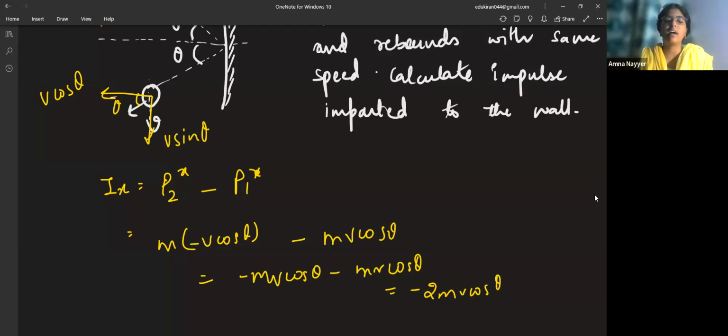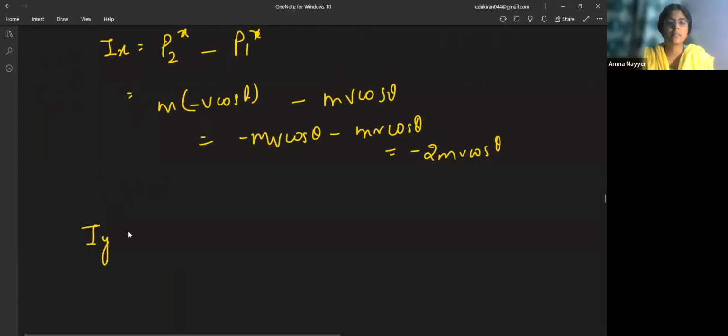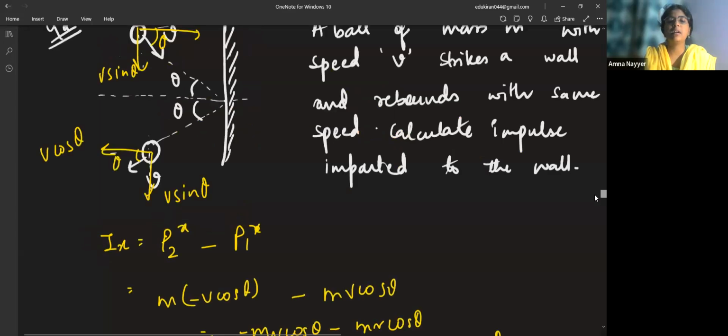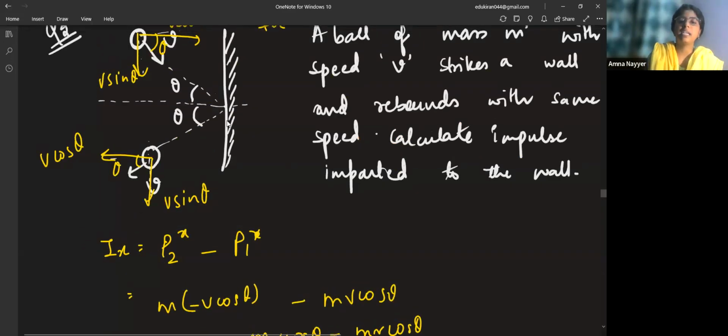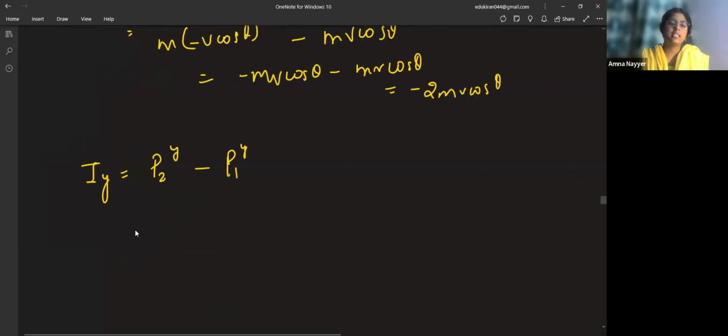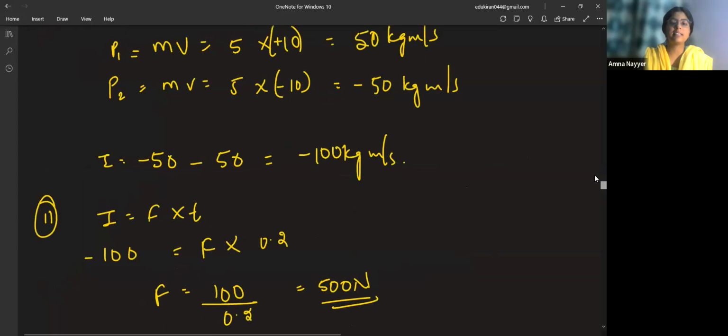Now impulse along y-axis. This will be final momentum along y-axis minus initial momentum along y-axis. See, final momentum along y-axis. This is your final momentum. Yes, Harsha. What is the final momentum along y-axis? Minus v sin theta. Minus mv sin theta. Very good. This is minus mv sin theta. All right, this is minus mv sin theta.